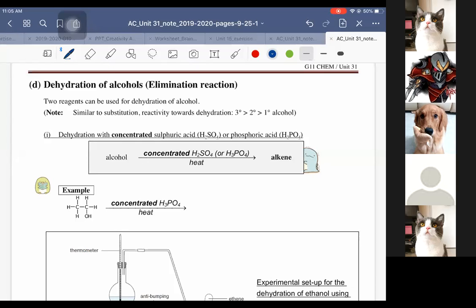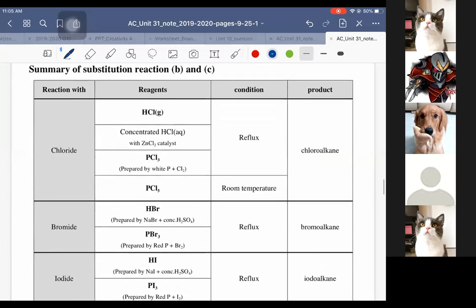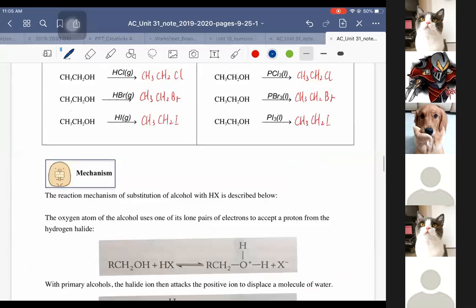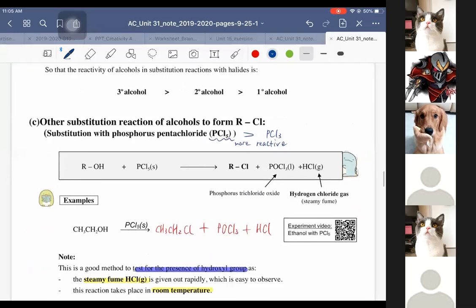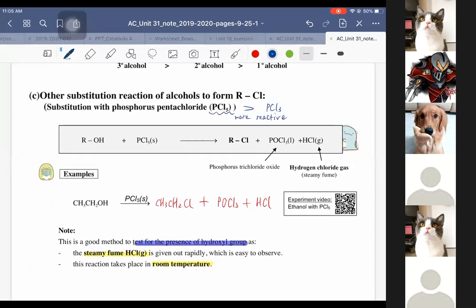Okay, so last time we learned the substitution reaction with alcohol. We've used the agent hydrogen halide or PX3. And also we learned the other one. The special case is that we use PCl5 to do substitution. This is a good test for the presence of hydroxyl group because it can be conducted under room temperature and the expected observation should be a steaming film formed.